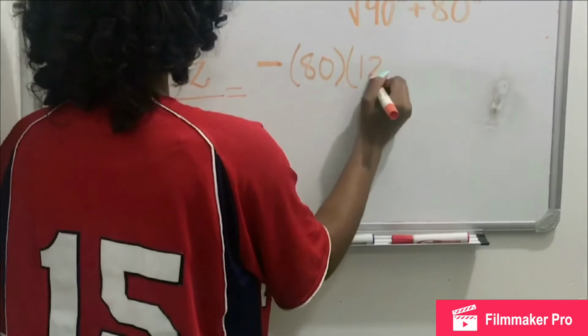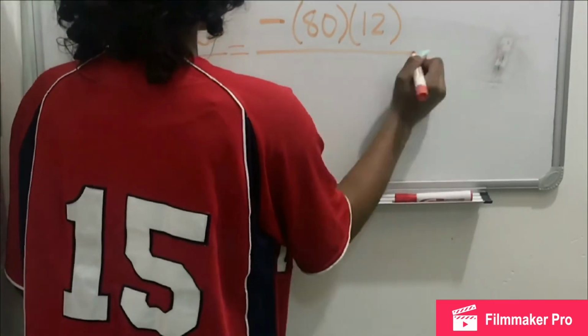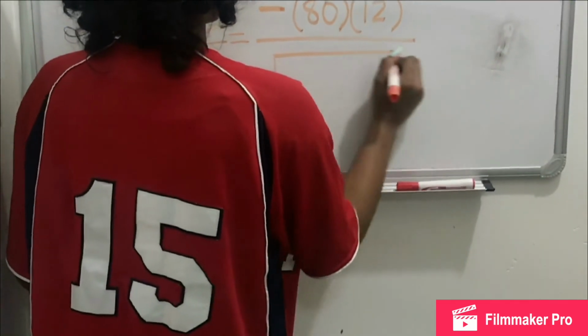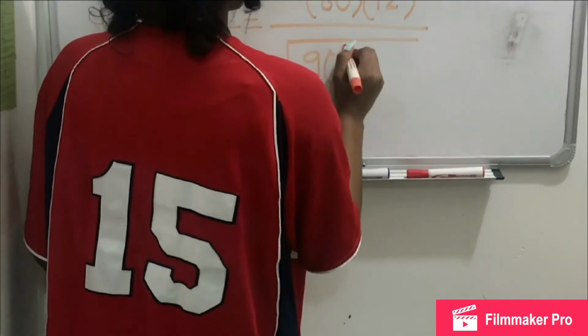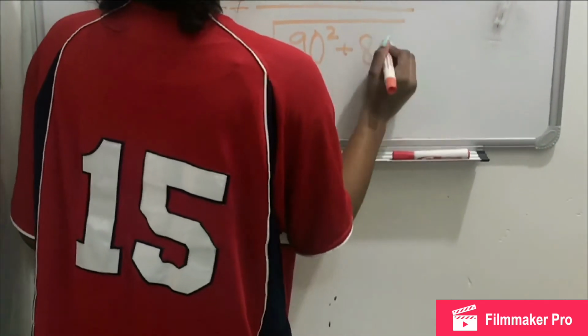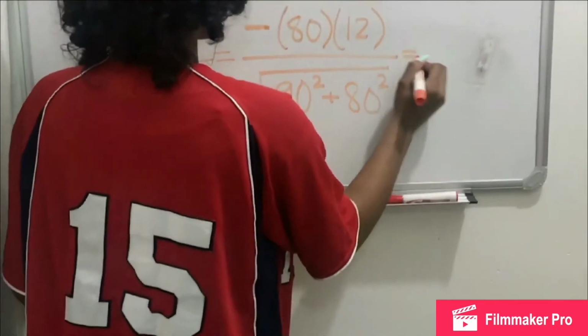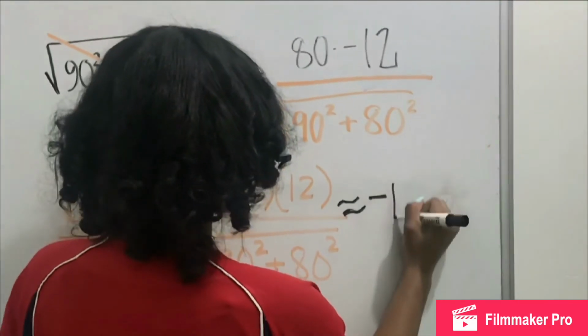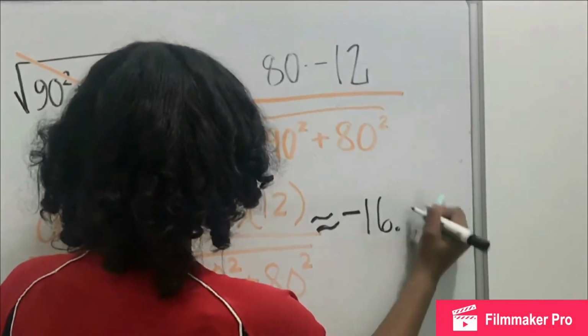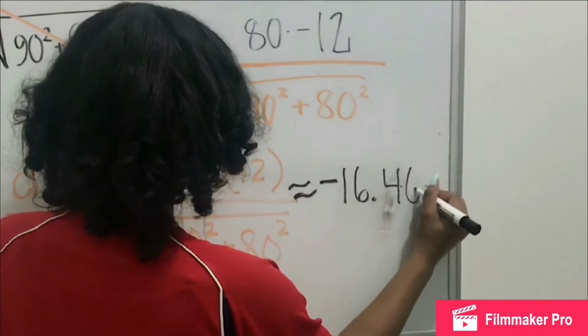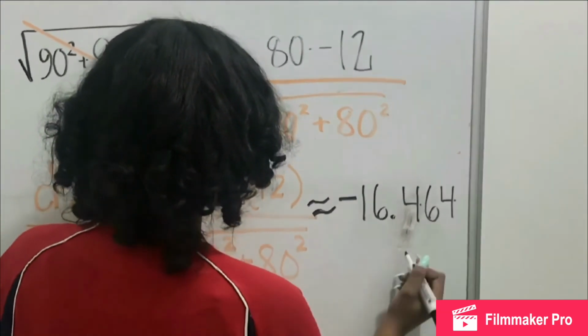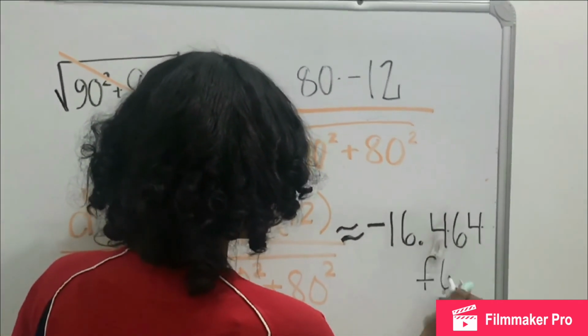Even though I didn't show all the math, you basically just multiply 80 times 12 and do the bottom part, the denominator, and you should get that the distance between the runner and the second base is changing at a rate of 16.464 feet per second.